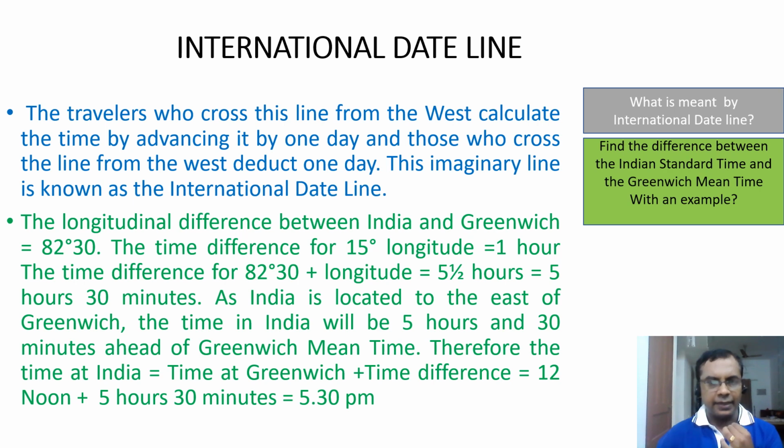In that way, we can calculate that the time of India will be the time at Greenwich plus the time difference, that is 12 noon plus 5 hours 30 minutes, that is 5:30 p.m.